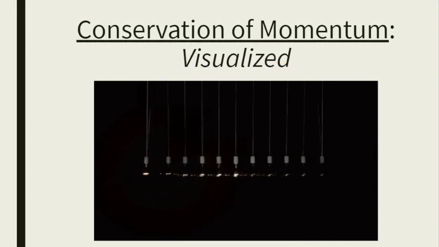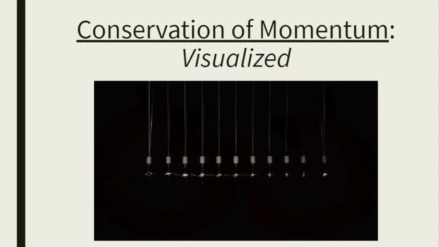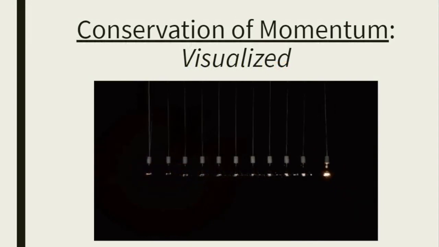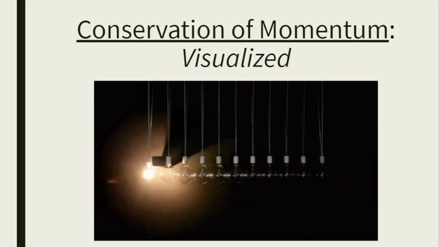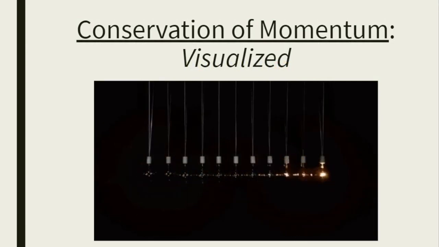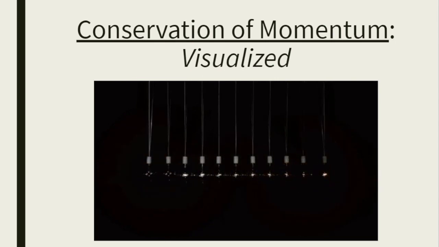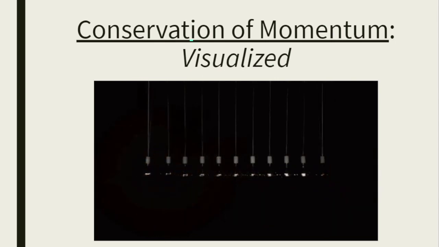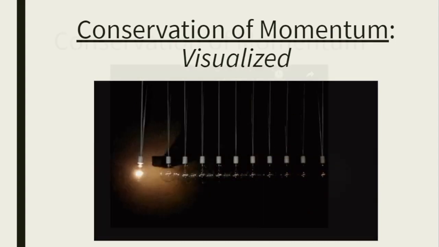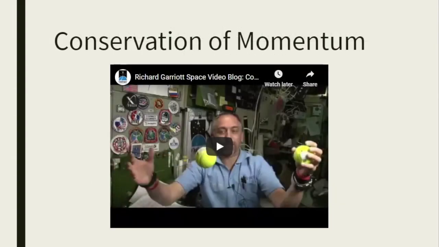Here I just have a quick little GIF demonstrating the conservation of momentum. I see these light bulbs moving back and forth. So this light bulb hits the next light bulb and you can see kind of that light traveling through it. Imagine that that light is momentum going from one light bulb on the left side to the other light bulb on the right side. Right here I have a quick little video about this astronaut in space that's really excited to show you how conservation of momentum works with tennis balls.